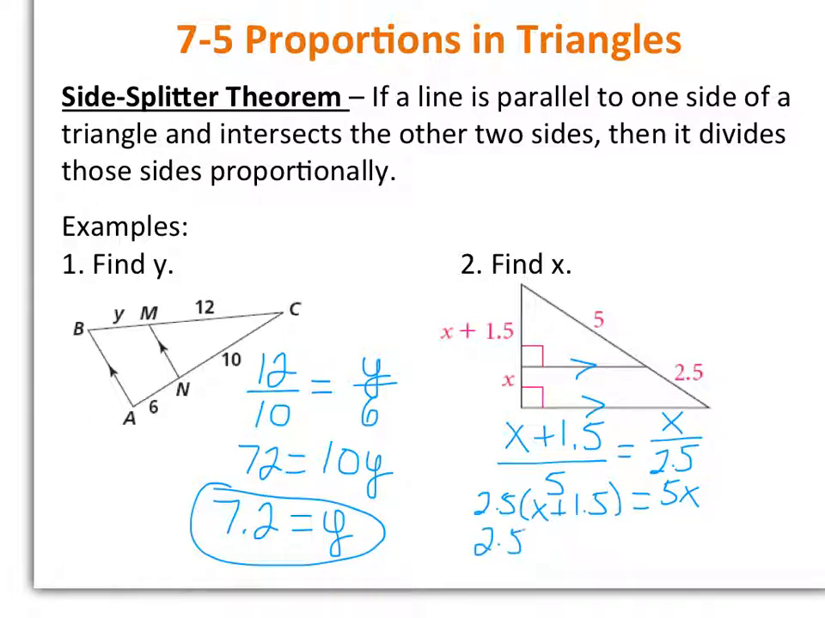Distributing on the left, getting x on one side, so let me just draw a line there. When I subtract, I have 3.75 equals 2.5x, and then dividing and getting x equals 1.5.